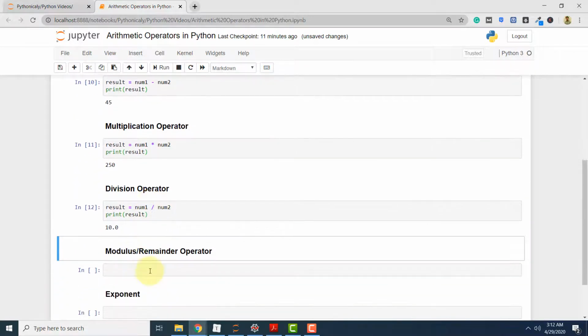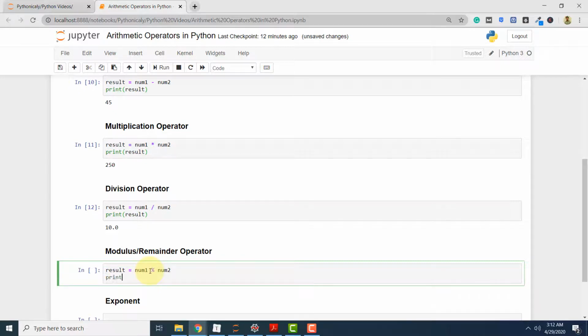Yes. The modulus operator is used to find the remainder, and it is denoted by a percentage symbol. Result is equal to num1, this is the symbol to find remainder in Python, by num2. And if you divide 50 by 5, there is no remainder, because 50 is totally divided by 5, and hence there is no remainder, and you should see 0 in the output.